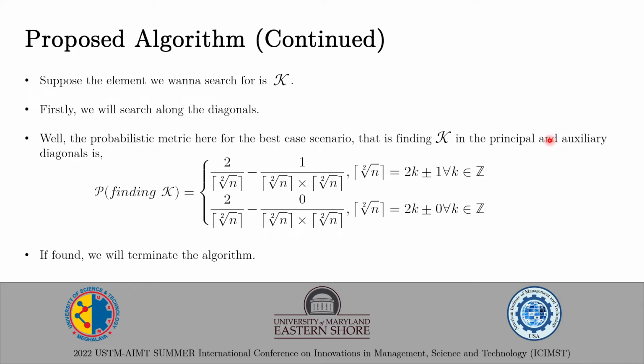We will do that, and the probability of finding the value k along the diagonals is 2 upon square root of n minus 1 upon square root of n plus square root of n, if the value of square root of n is some odd number. But if it is an even number, the probability of finding it will be 2 upon square root of n. Now, if we find that element in some of the diagonals, then we will stop the search, and we have found that number.